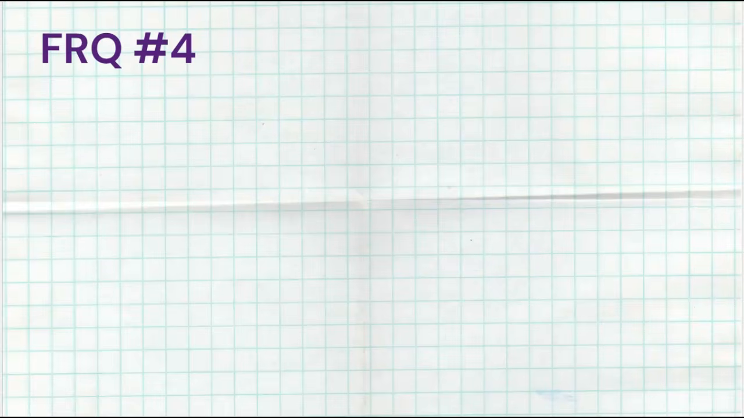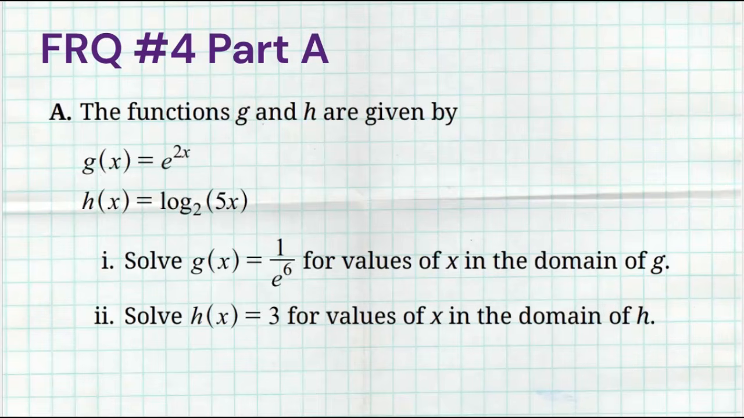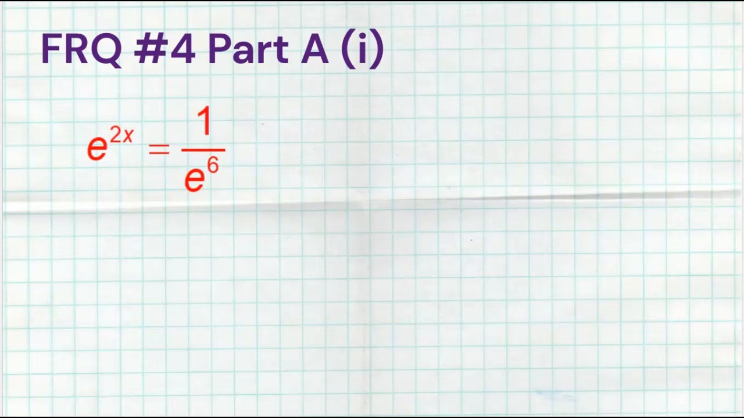So FRQ number 4 started out with part A, and we were given 2 functions, g of x and h of x. G of x was an exponential function, and h of x was a logarithmic function, and we had to do a little bit of solving. So let's do single I first. We were asked to find all values for which g of x equals 1 divided by e raised to 6. So the first thing we're going to do is take 1 over e raised to 6 and set it equal to g of x, which is e raised to 2x.